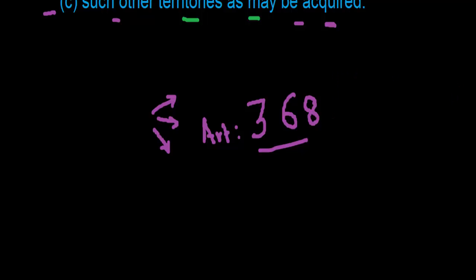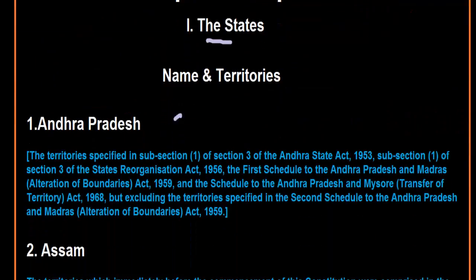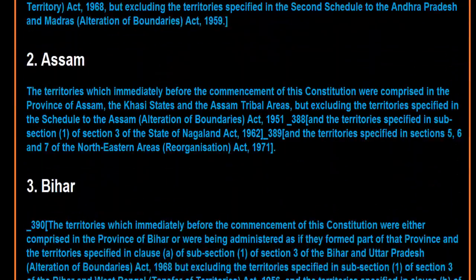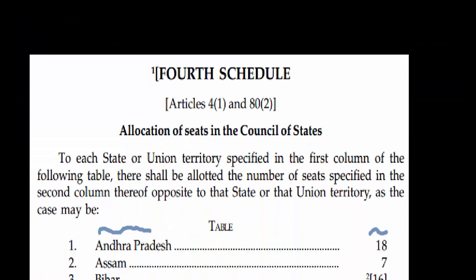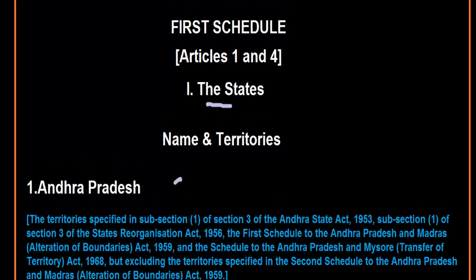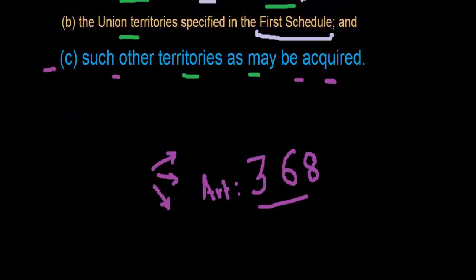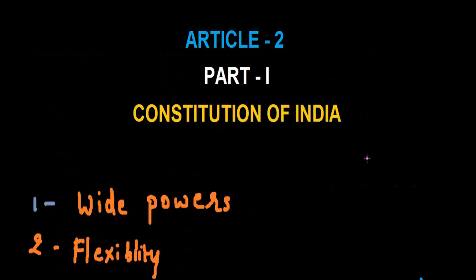So we are not saying that Article 2 is amending the constitution in any way, except that it is only adding certain names in the first schedule and changing certain numbers in the fourth schedule. So that is not considered as any kind of constitutional amendment. By this information, I consider that there is enough information being provided on Article 2 of the Indian Constitution.